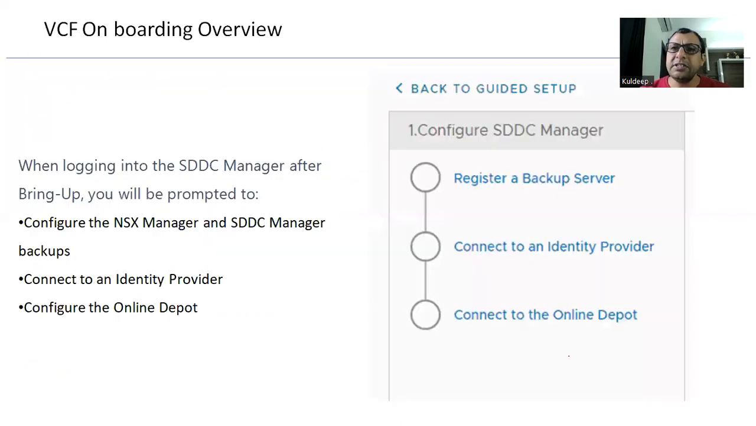All right, so once my VCF, my SDDC Manager, is up, how can we onboard it? Onboard means the initial primary tasks that you have to perform. So you have to register a backup server. A backup server could be your SFTP server outside, and it should be able to talk with your SDDC Manager. Once you configure the SFTP as a backup server, it will automatically configure the backup for your NSX Manager configuration and SDDC configuration.